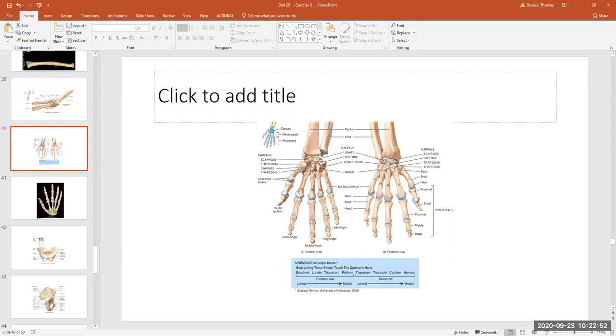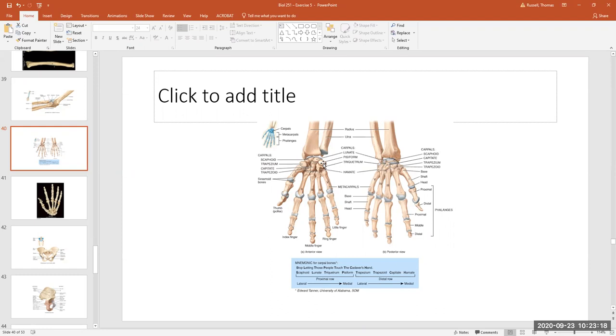So from the anterior side, you see the pisiform better than the triquetrum. From the posterior side, you go scaphoid, the top, the lunate in the middle, and then you see the triquetrum. But you can't see the pisiform from the top, from the anterior view. So this little ball that we see right here on your pinky side is called the pisiform.